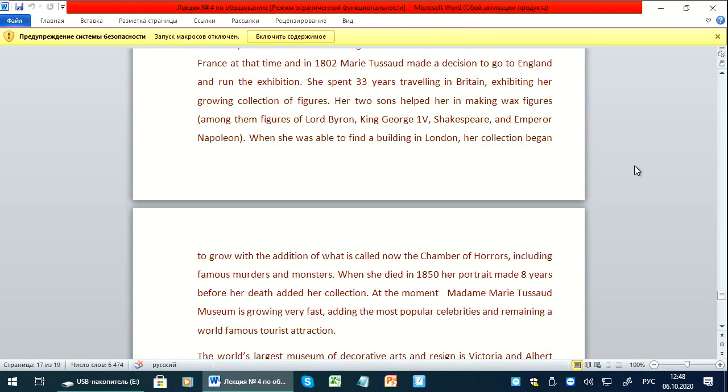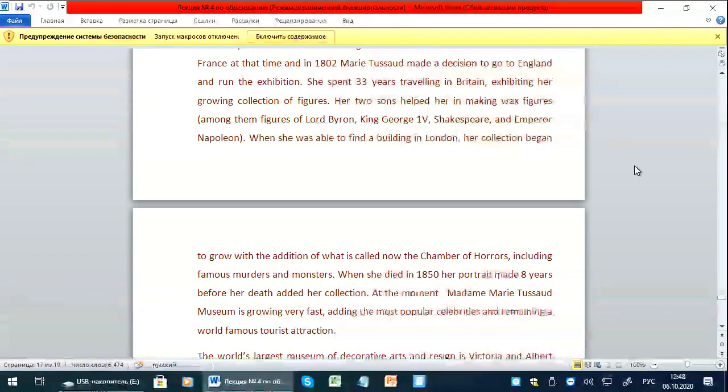Well, so, I am telling you about the Chamber of Horrors. It's a very interesting chamber, room, because it includes a lot of famous murderers and monsters. It's even frightful to be here, to be there, I'm sorry.